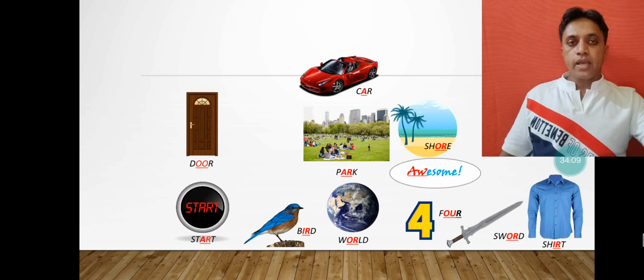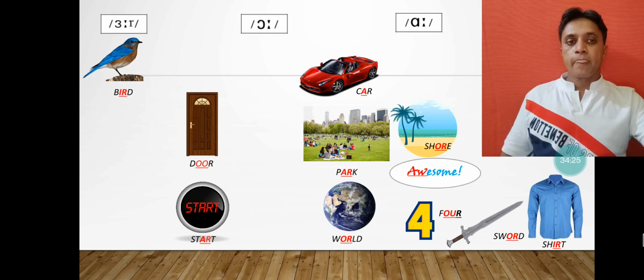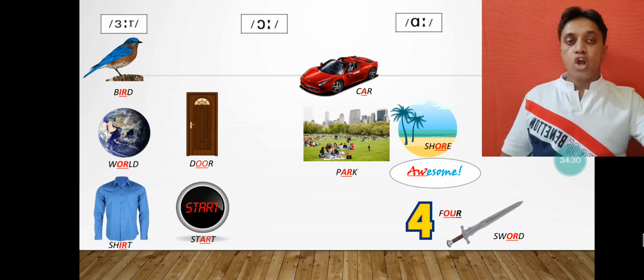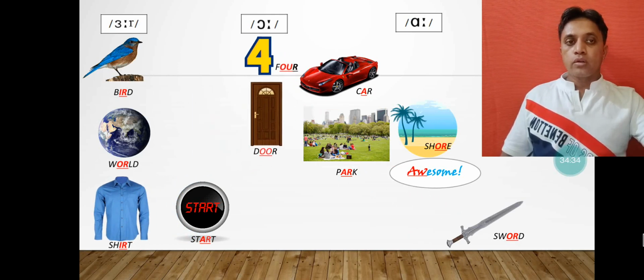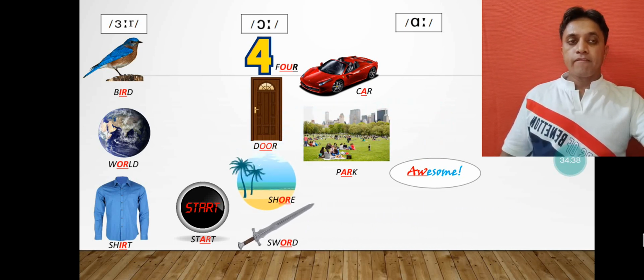All right, we have the last 3 single vowel symbols. Let's try to put images under the correct single vowel symbols. For the first we have bird, world, and shirt. For aw, we have four, door, shore, and sword.